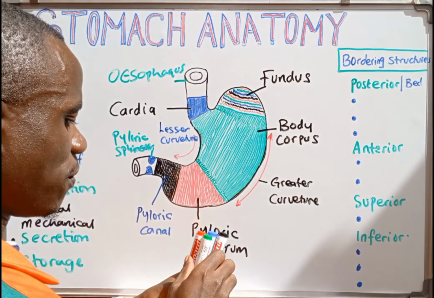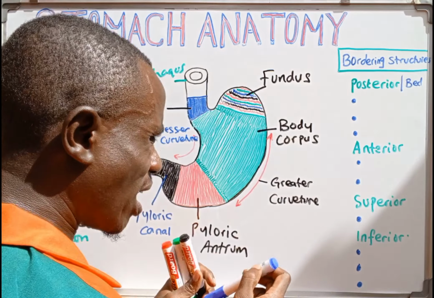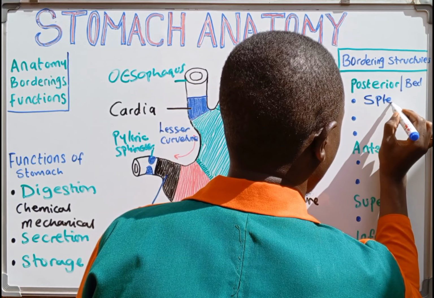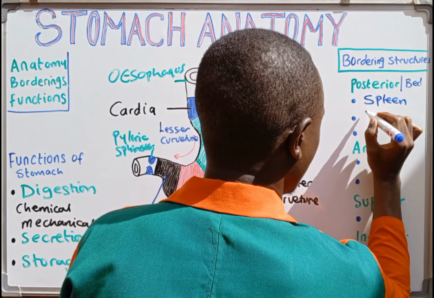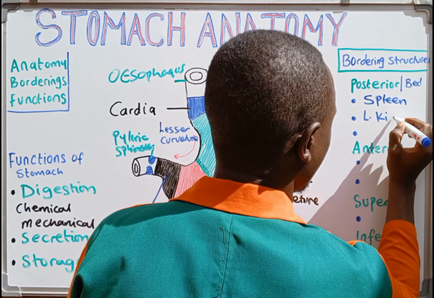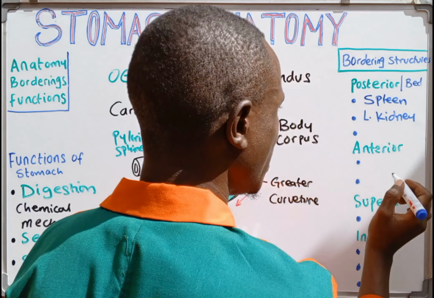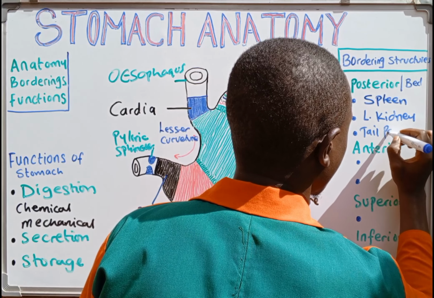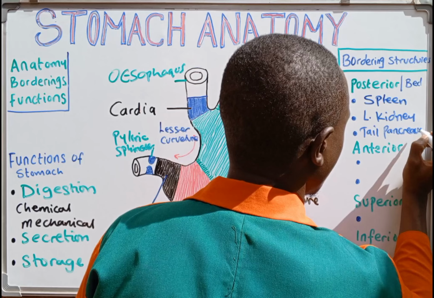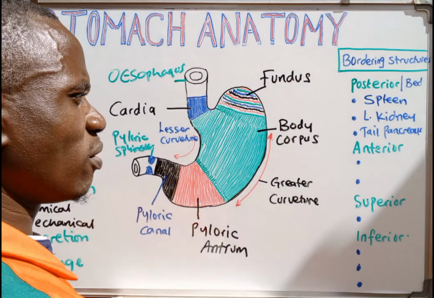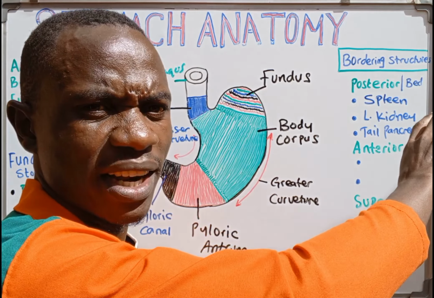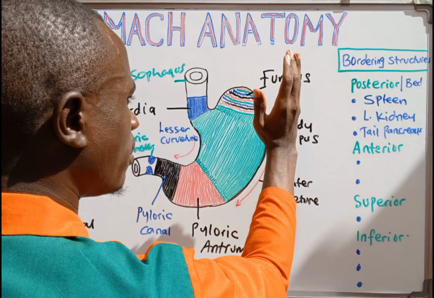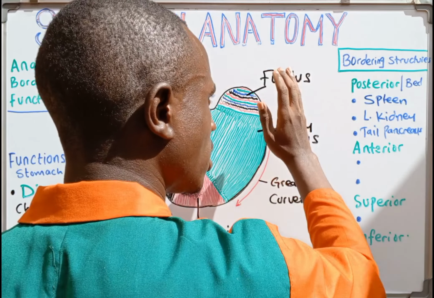Some of the structures which we are going to be finding there, the most important one which I want you not to forget, we have the spleen. We are going to be finding the left kidney, and even also we shall find the tail of the pancreas, and even also the adrenal gland of the left kidney. Okay, so all of those are going to be located on the posterior aspect of the stomach bed.